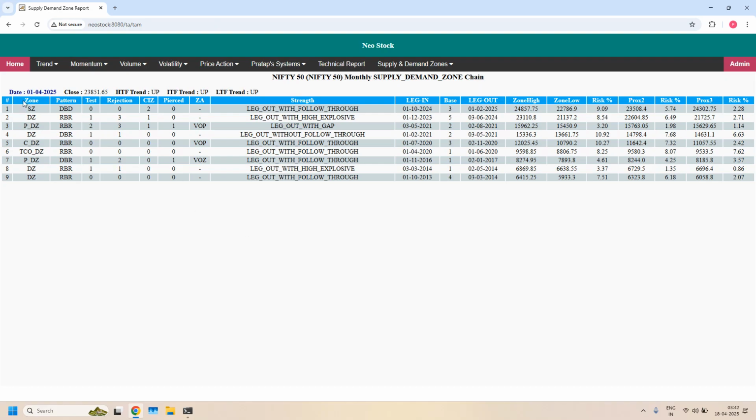So any supply demand zone chain report, always look into the zone column to find the high liquidity zones, and look into the pierced column to find the pierced zones, and always look into the LTF trend to find the trend of the current time frame you have selected. And one time frame higher is ITF, and one more time frame higher is HTF. And you are aware of these concepts.